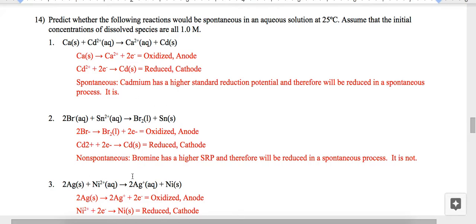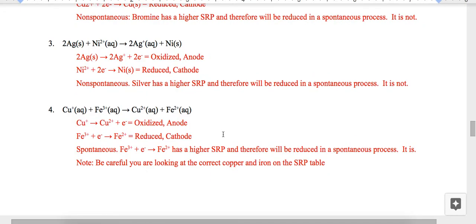The opposite would be true for the next one. Bromine has a higher standard reduction potential, and therefore it would be reduced in a spontaneous process. But in this case, bromine is oxidized. Since it doesn't match, it's not going to be spontaneous. We could do the calculations for these to prove it. This is going to come out with a positive value. This is going to come out with a negative value. And we can do that extra work if we want, just to make sure. And we can see the next two. Pause because I'm moving on.